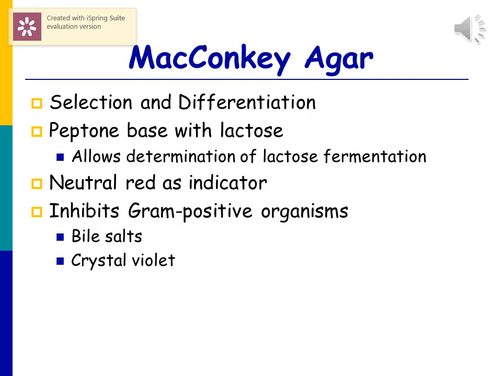So MacConkey Agar is both selective and differential. It's a peptone base that contains lactose so that you can see lactose fermentation. It has neutral red that acts as an indicator. When the pH goes down through lactose fermentation, you get a bright pink color. So MacConkey Agar inhibits gram-positive organisms with the addition of bile salts and crystal violet.